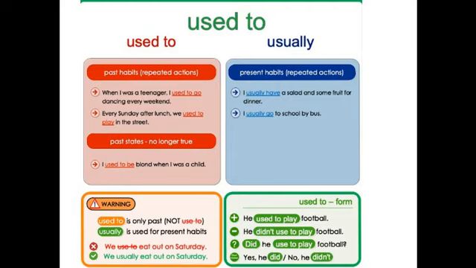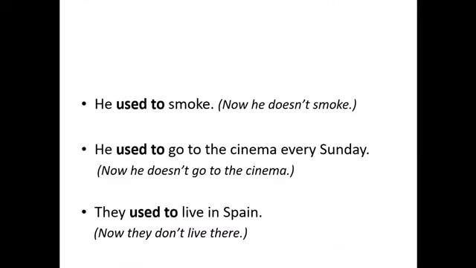So the form. We have the positive or affirmative form. He used to play football. Negative form. He didn't used to play football. And we have the interrogative form. Did he used to play football? So here we have short answers. Yes, he did, or no, he didn't.